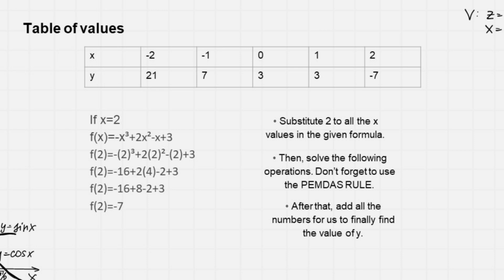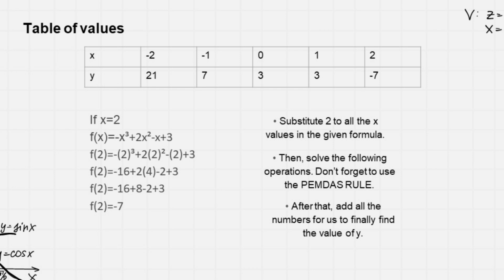Now, let's substitute it. f(2) = -(2)³ + 2(2)² - 2 + 3. Let's solve the given operations. 2 cubed is equal to 8, times negative is equal to negative 8. Bring down 2. 2 squared is equal to 4.